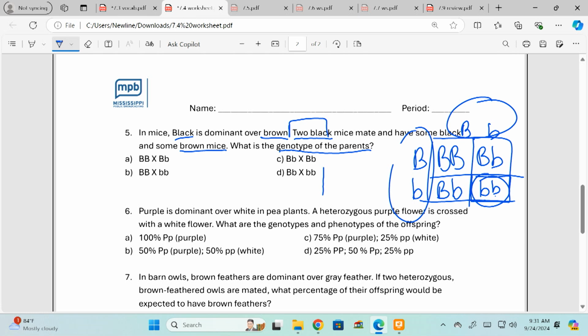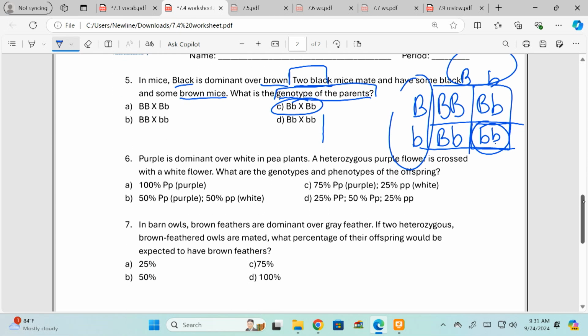So the answer we want is, what is the genotype of the parents? So we know that the genotype has to be, for this one, letter C. That's the only way we could have 2 black mice that are producing brown offspring. So sometimes you've got to take this kind of roundabout way to figure out the problem. Okay, let's keep it going.